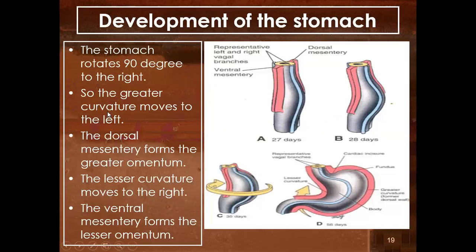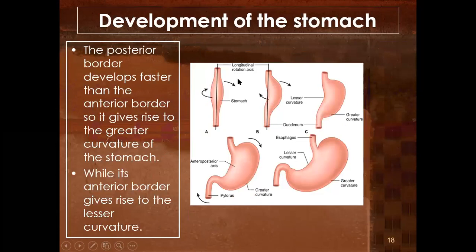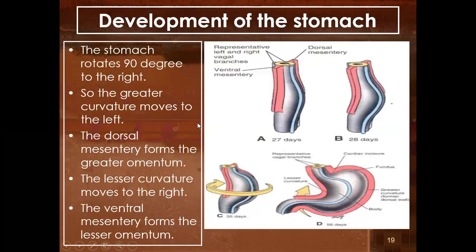Now the stomach rotates 90 degrees to the right, as we have seen. So here will be the right surface, and this is the left surface. Now the left surface becomes anterior, and this becomes the anterior surface instead of the right surface. The right surface goes behind and becomes the posterior surface because of the 90-degree rotation to the right.